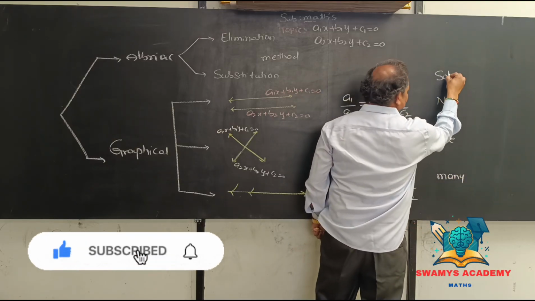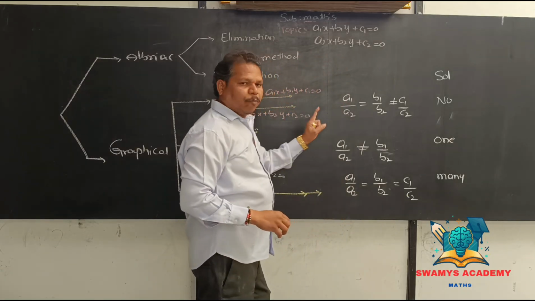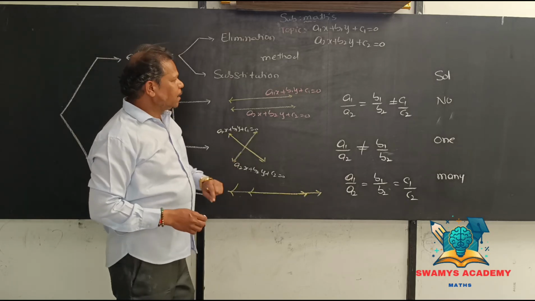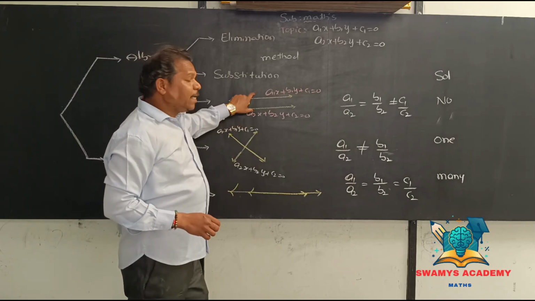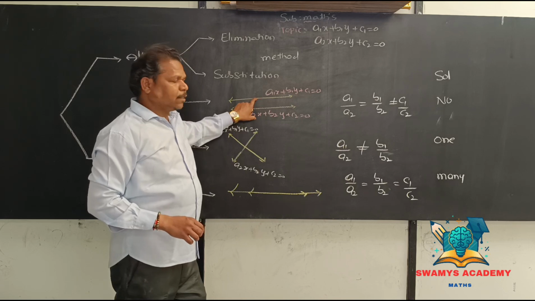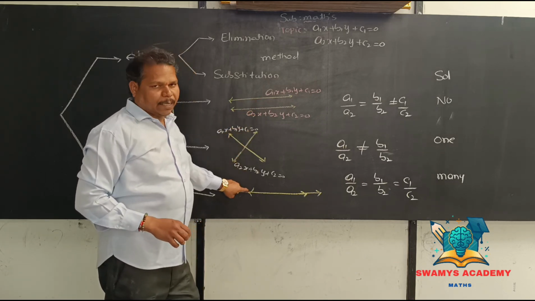Solution wise, the first case has no solution, the second case has one solution, and the third case has many solutions. The first is called inconsistent, the second is consistent, and the third is dependent.